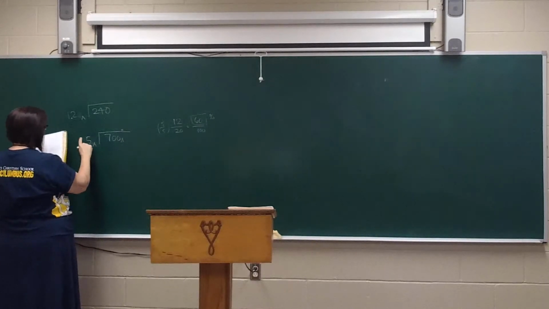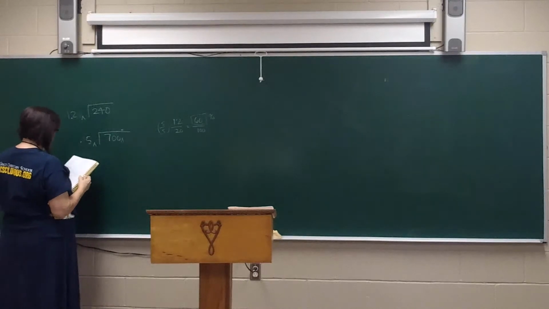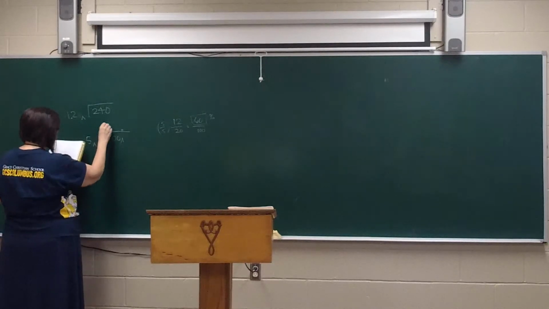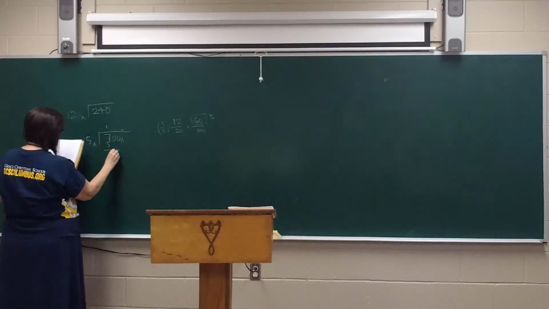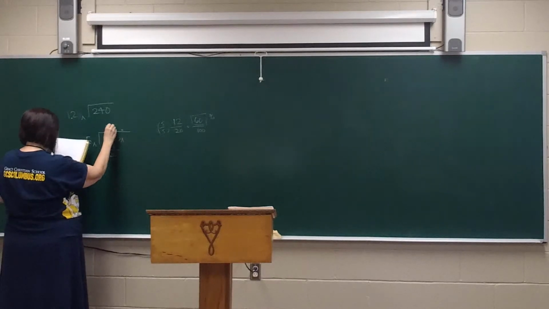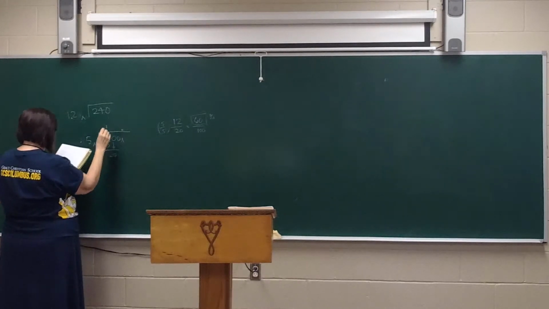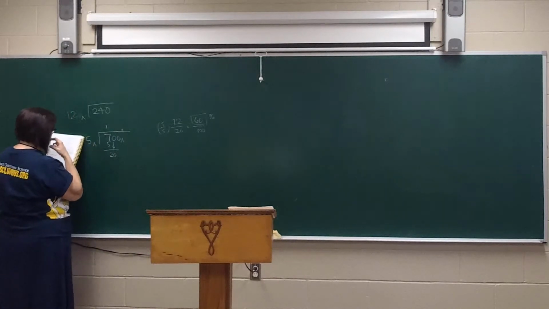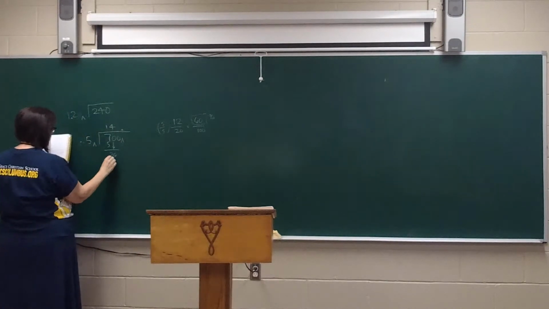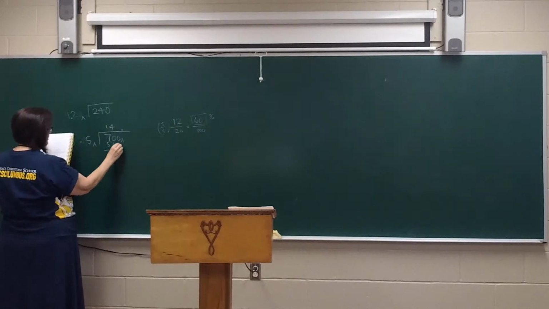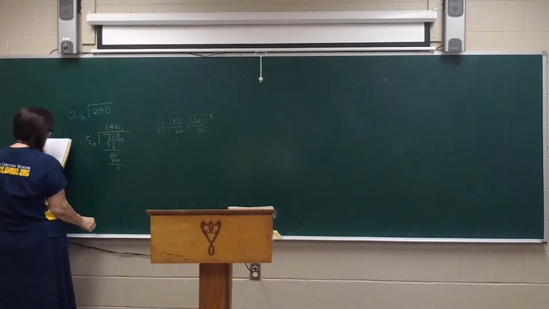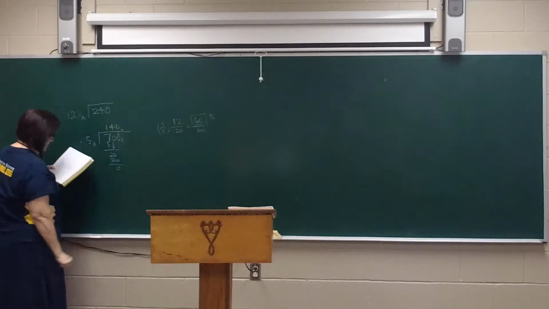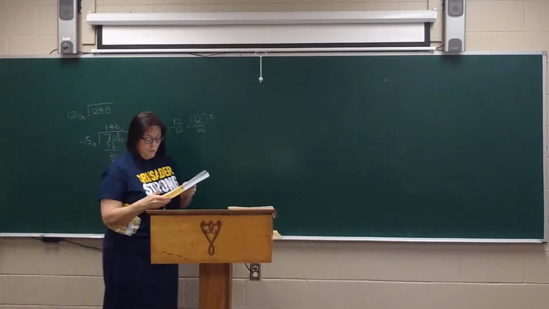So 5 will go into 7 how many times? 5 will go into 20 how many times? Lost my place. What are we working on? Number 6. Okay. 4. And again, we're not done because you got to bring that up. So you have 140. 7 is 5% of 140.